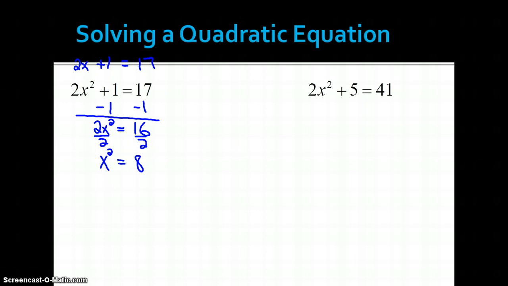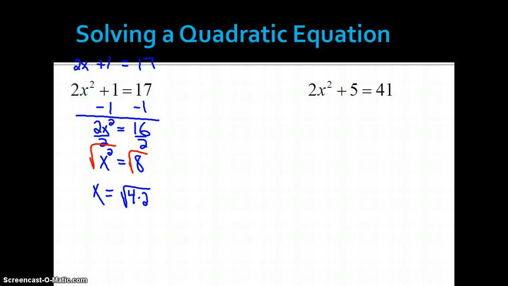At this point, we have x squared. We need it to be x. Well, the inverse of squaring something is taking the square root of that something. So I'm going to take the square root of both sides. So we'll get x is equal to the square root of 4 times 2. I just wrote 8 as 4 times 2. We get x equals that.